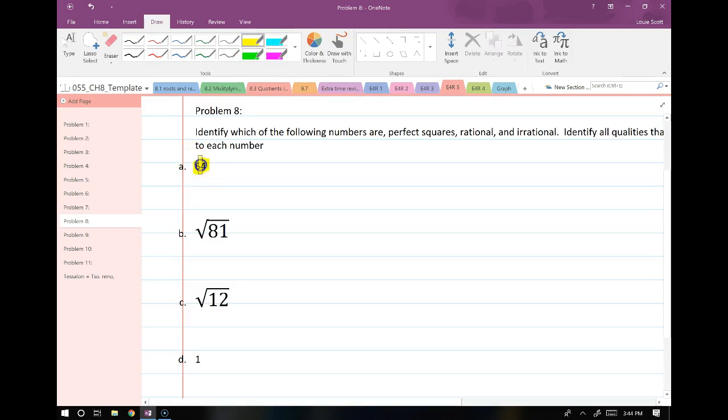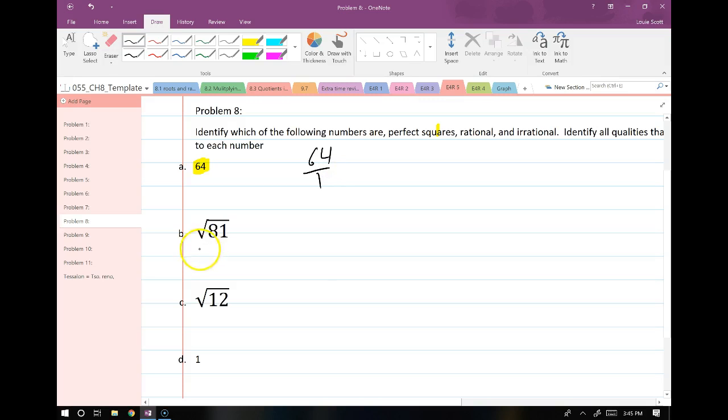But we have this little 64 up here. Is that a perfect square? Yes. Why? Exactly, because two integers, or the integer multiplied together equals that number. So yes, it's a perfect square. Is it rational or irrational? Rational. Right, it's rational because it's an integer, and all integers can be represented as fractions of integers, 64 over 1.